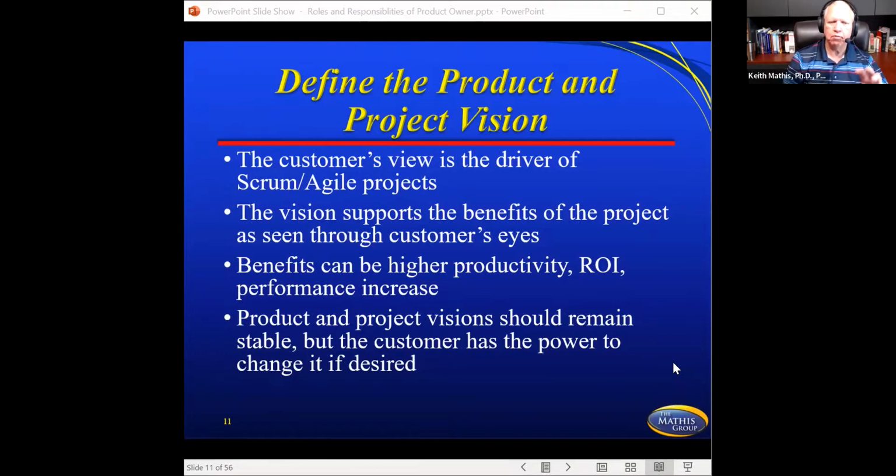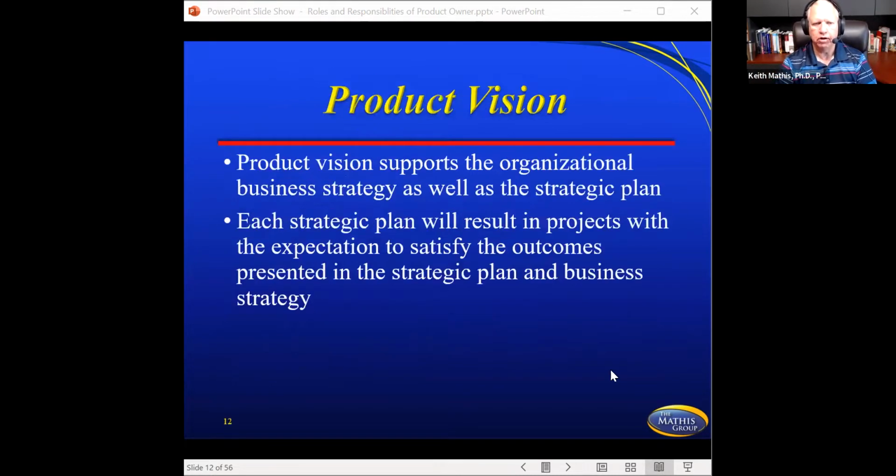So the product and project vision should remain stable, but the customer has the power to change it if desired. And that's the reason why you plan for a sprint. And in doing that sprint, the product owner then plans for the next sprint. And then in doing that sprint, they plan for the next sprint. You don't see them planning 16 months down the road on what we're going to be working on. Why? Because the customer is constantly adjusting things and changing things in these areas.